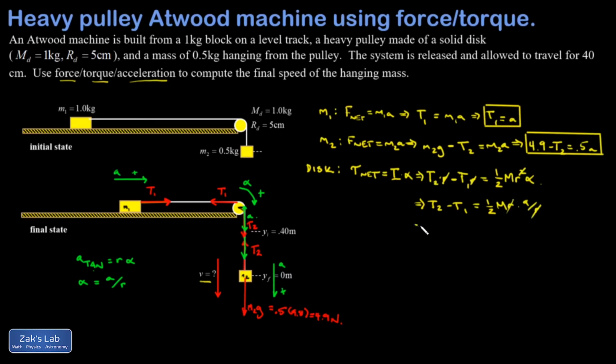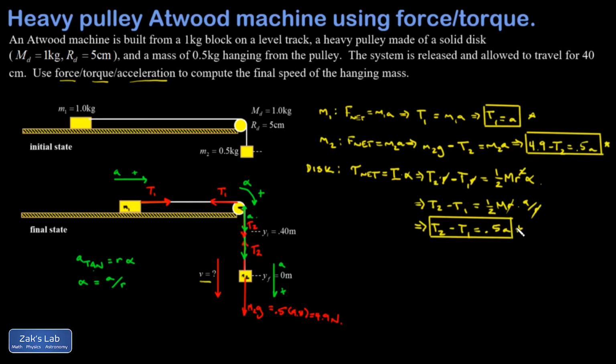So finally, I can just put in numbers and get ready to do some algebra. So I have T2 minus T1 is 1/2 m, where m is the mass of the disk. Well, that was 1 kilogram, so I get 0.5 times a, and I have my third equation for the system. Now I'm ready to tackle the algebra part of the problem. This is a system of 3 equations and 3 unknowns. The unknowns are the 2 tensions and the acceleration.